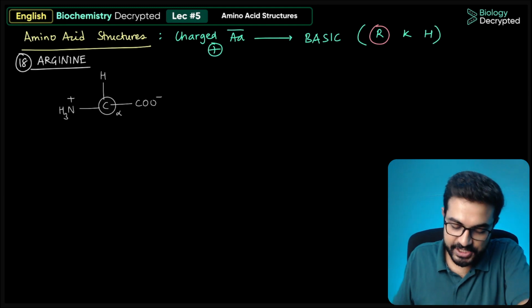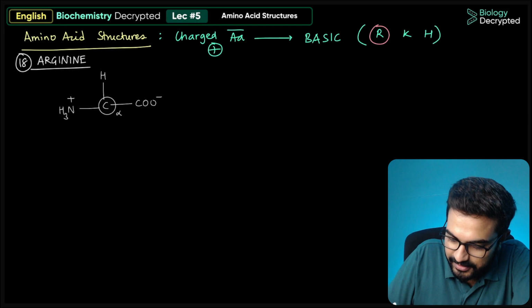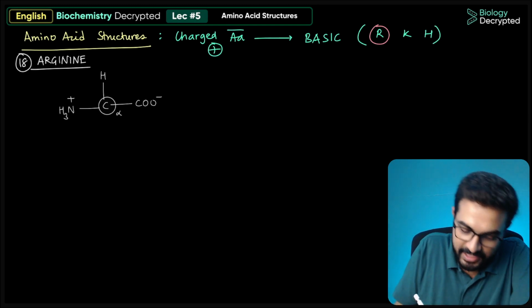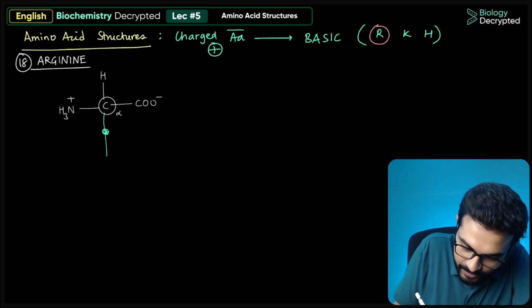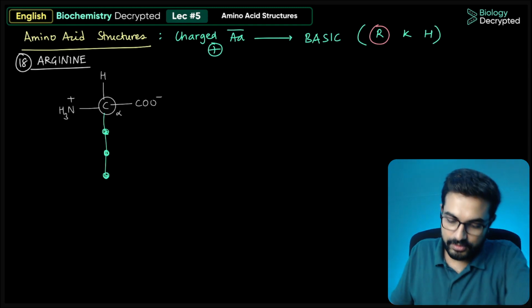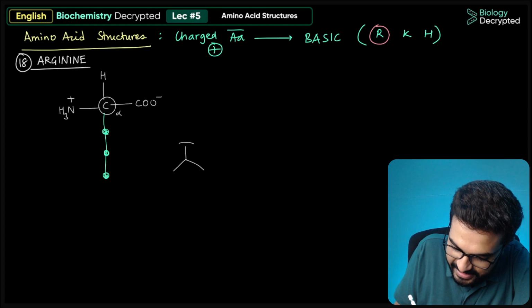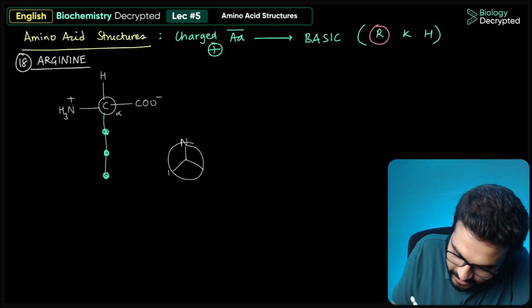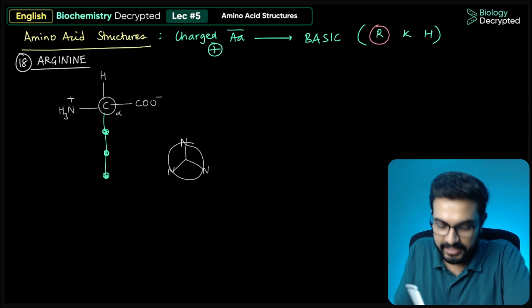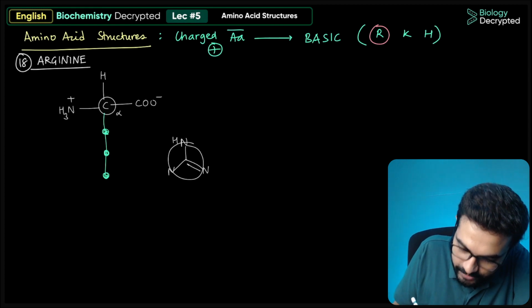For arginine, this is a very nice trick. You have to walk 3 steps. Step number 1, step number 2, step number 3. And then you get inside your Mercedes. This is the Mercedes logo, and you'll have nitrogen here, here, and here. Here you'll have a double bond. And you'll have to satisfy all the valencies of nitrogen, as simple as that.